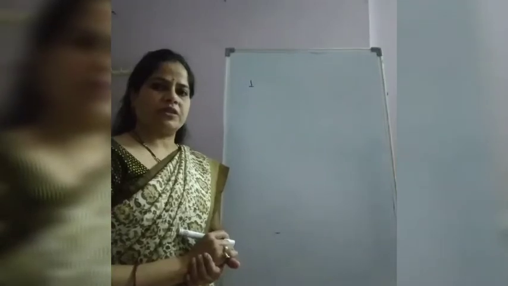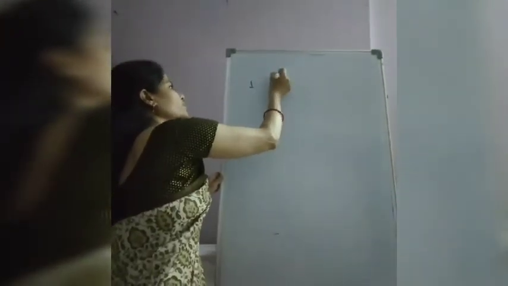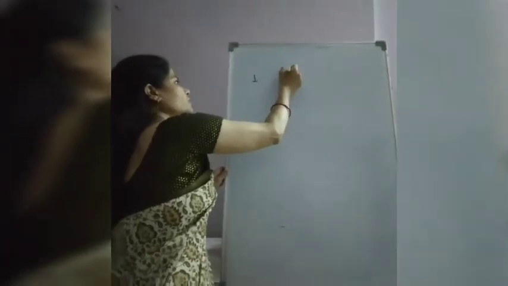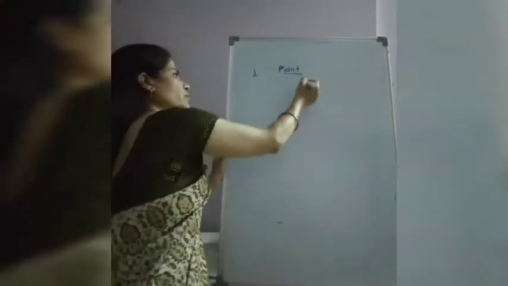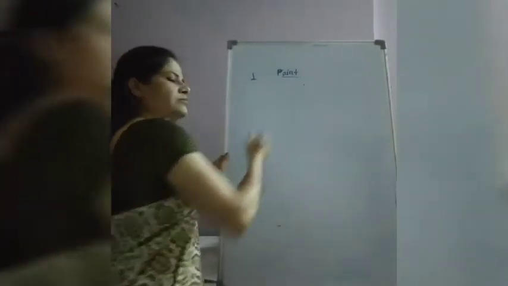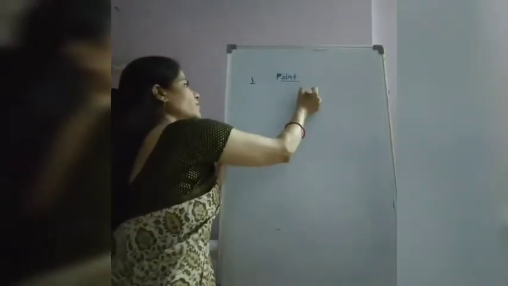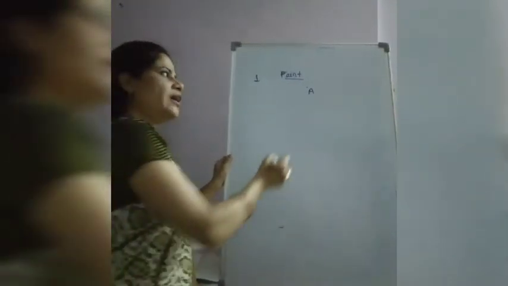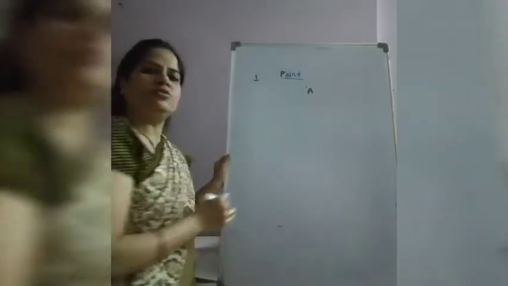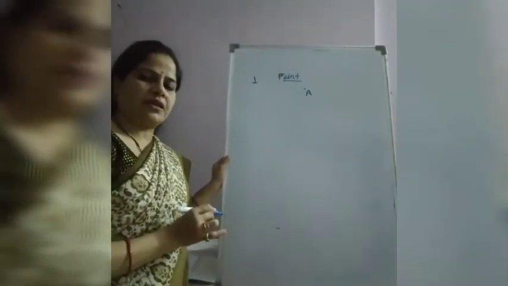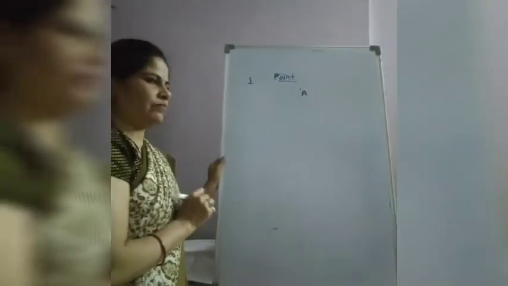What was the first shape? The first shape was point. What is point? A point is a small dot. A point is a small dot which is represented by capital letter of alphabet. Here I am representing this point as A. You can use any of the capital letter of alphabet. Okay, this is the definition of point.